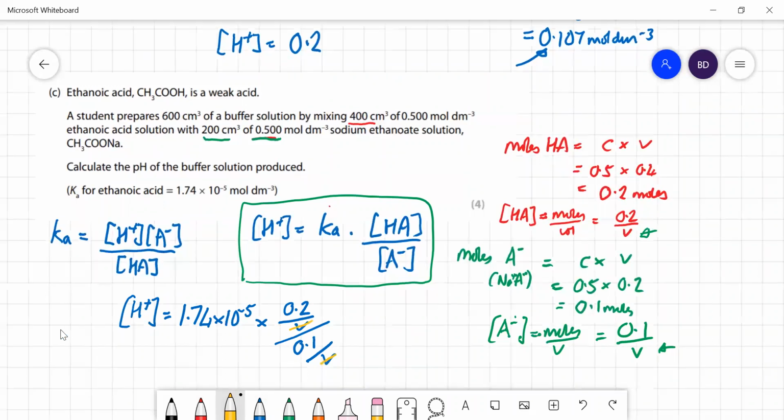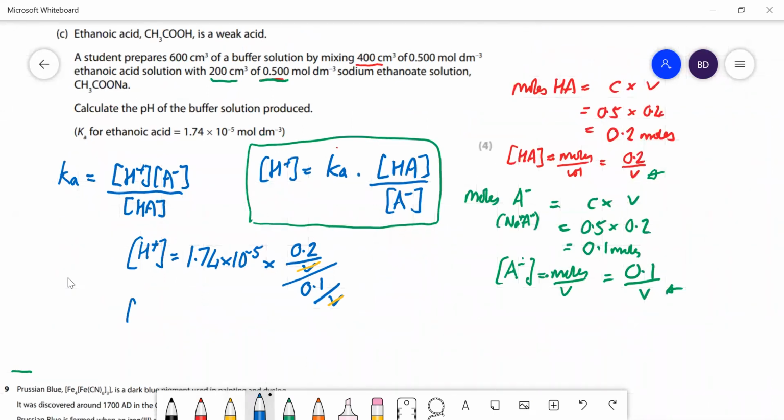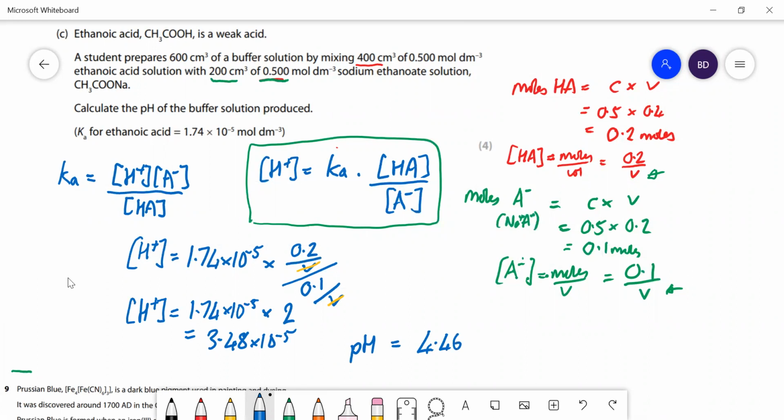So H plus is equal to 1.74 times 10 to the minus 5, and this thing becomes 2. That's equal to 3.48 times 10 to the minus 5 moles per decimeter cubed. Take the minus log of that to give us the pH, and we get pH is equal to 4.46, to 2 decimal places. Okay, so that's a pretty straightforward buffer calculation.